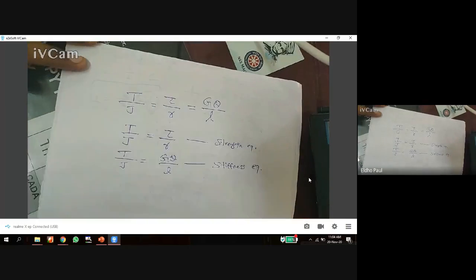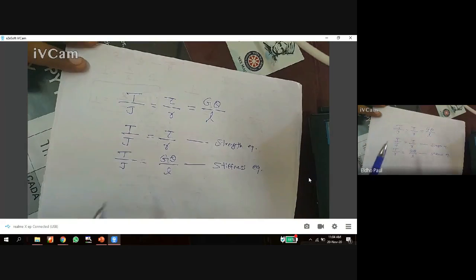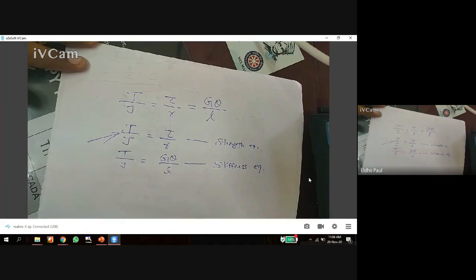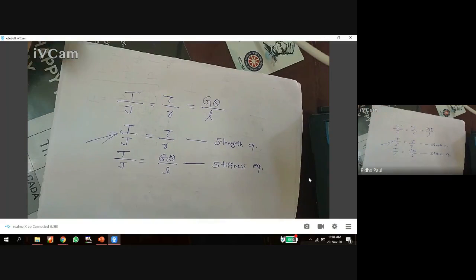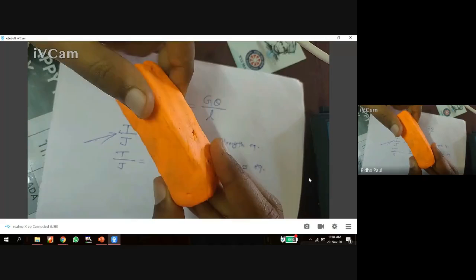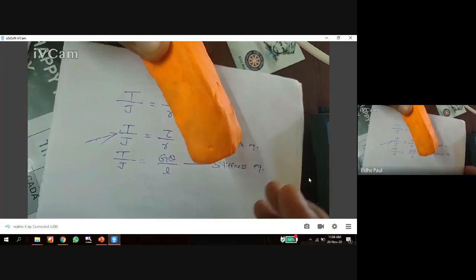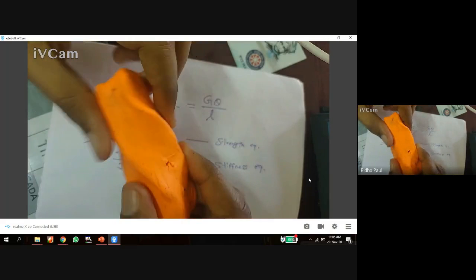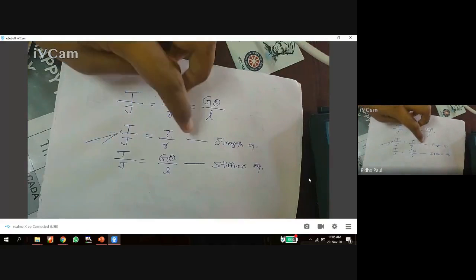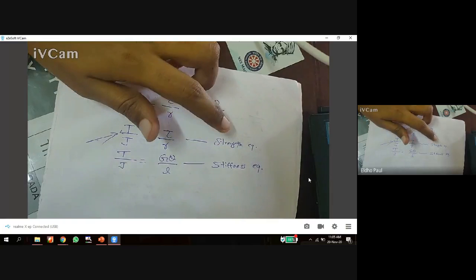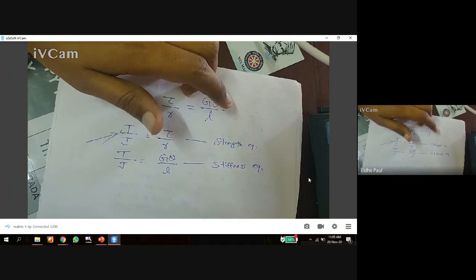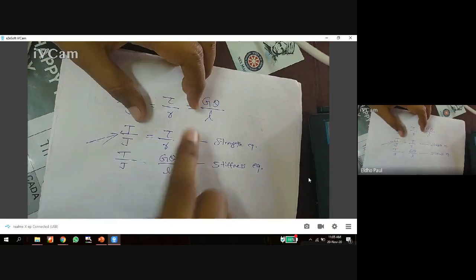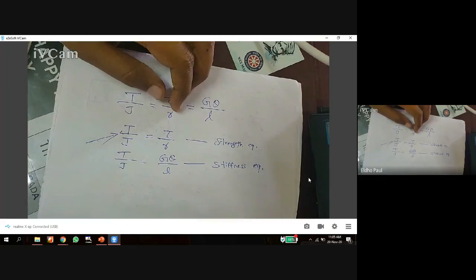If you want to design a shaft based on the strength criteria, that means the shaft can deflect, or there is no requirement on rotation, or it can deform, but it should not fail by fracture. That is the strength criteria. Deformation type of failure is not a problem. Then you can use the T by J is equal to tau by R equation. That is the strength equation.